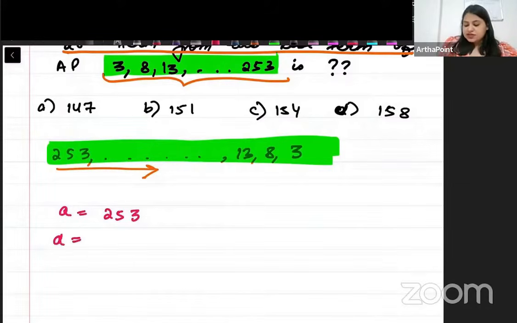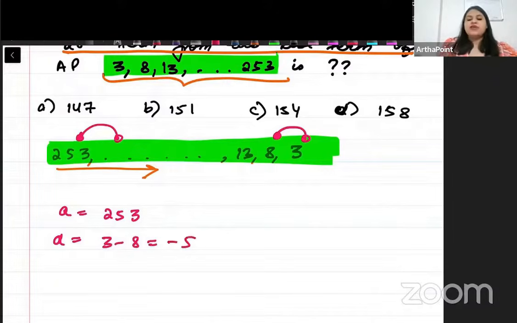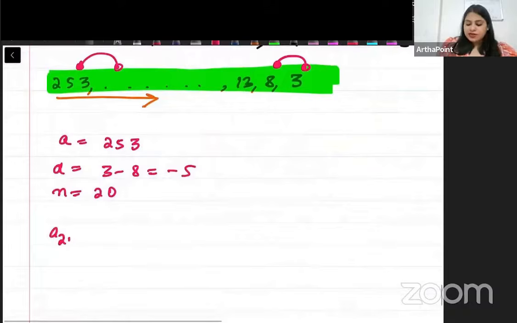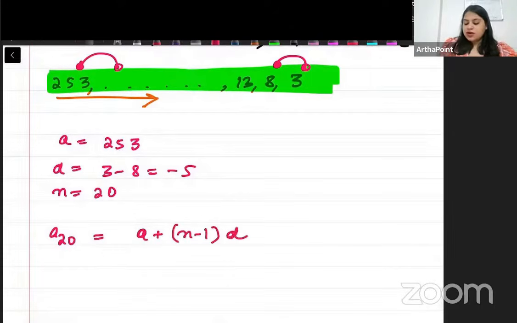The difference, how do you find the difference? The difference is this term minus this term. So it will be 3 minus 8, which will be minus 5. n is 20, I know. So what will be the 20th term, beta? It will be a plus (n minus 1) d. So 253 plus (20 minus 1) into minus 5.